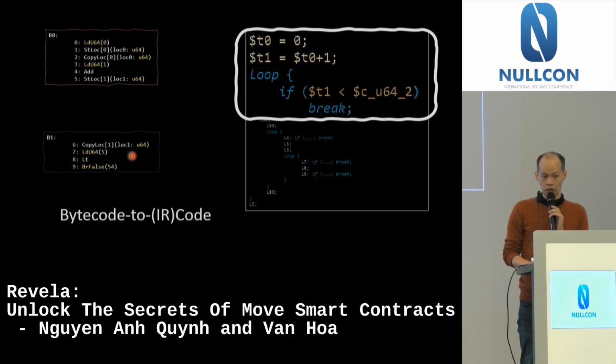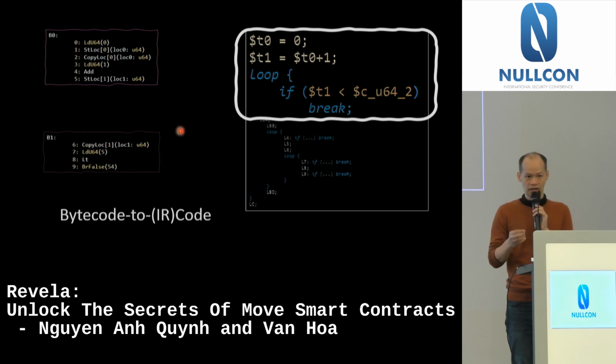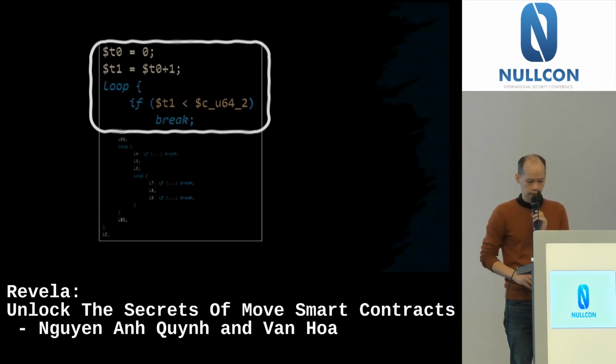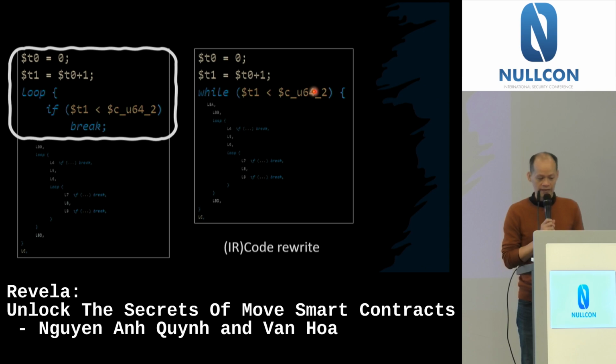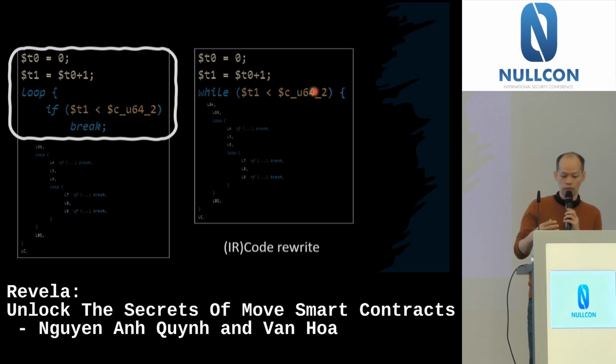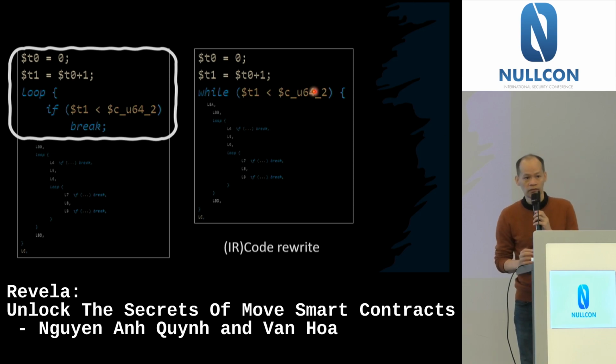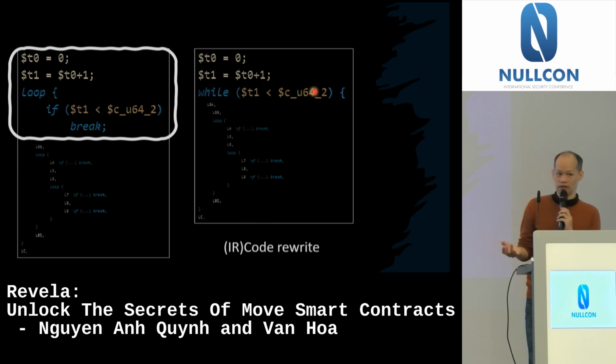And for the B1 block, we realize that this one is the first statement inside the loop, right? So we recover the information here: loop, the if condition, and break. And we go one step further. You can see that the if statement breaks immediately as the first statement of the loop. So we convert loop and if break to the while loop, which is easier to understand, right?